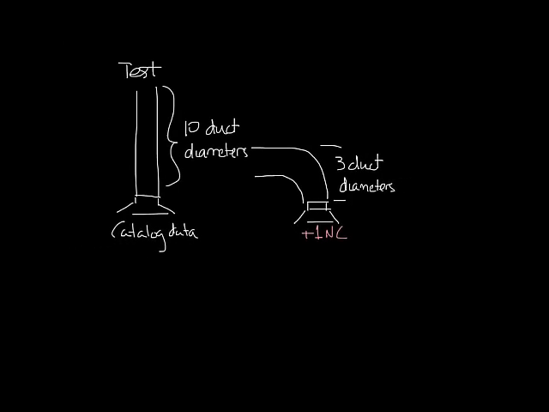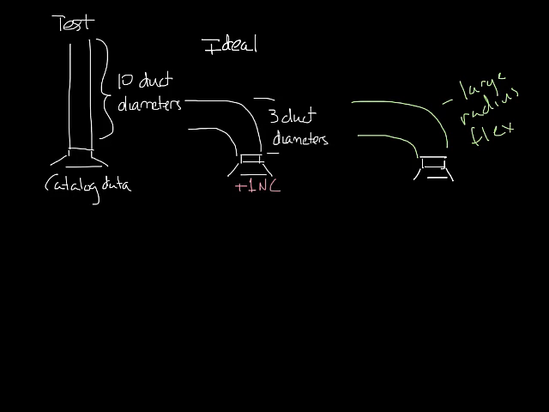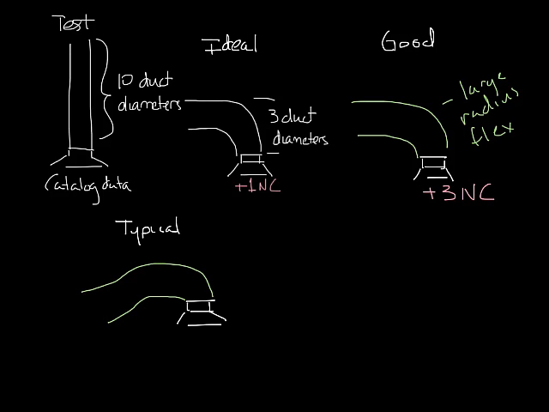Okay, let's scoot this over a little bit so I have more room. The next best condition is if you can get a soft bend of flex duct going into the top of the diffuser. This will be about 3 NC louder than catalog data. Now what we typically see is the flex duct laying across the ceiling and then just turned over into the neck of the diffuser. This installation would be about 5 NC louder than the catalog data.